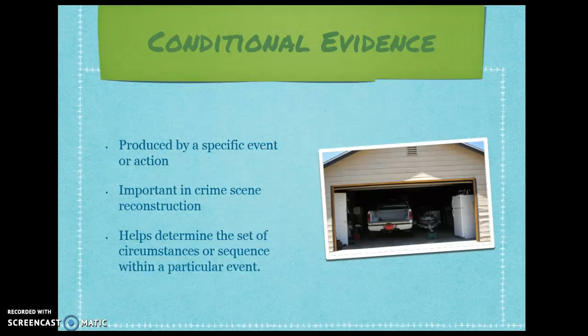Conditional evidence is produced by a specific event or action happening. It's important in crime scene reconstruction. So if the garage door is open, it means that they were getting ready to leave or they were attacked before they could shut their garage. If the windows are down, if the windows are up in the car, if the door is unlocked or locked, or if windows are locked or unlocked. So it helps give us a sequential order of events.